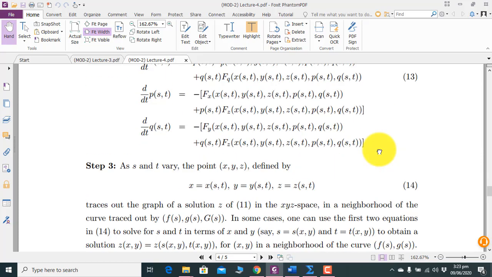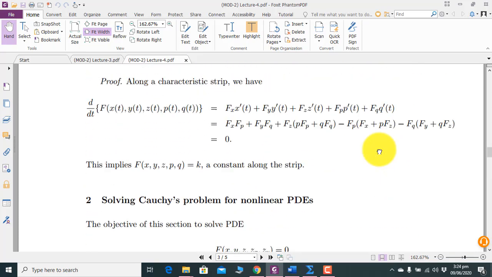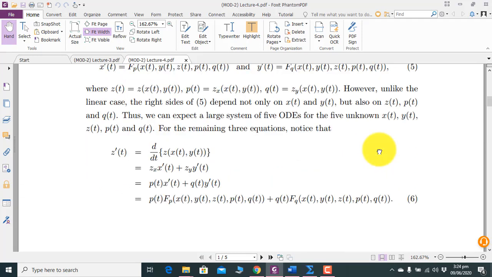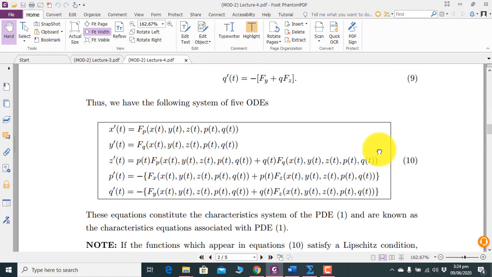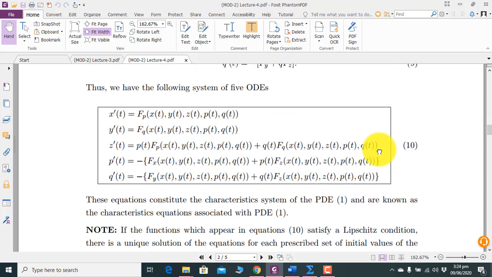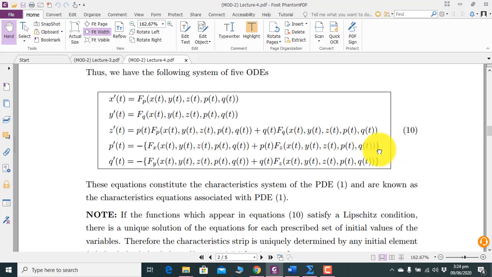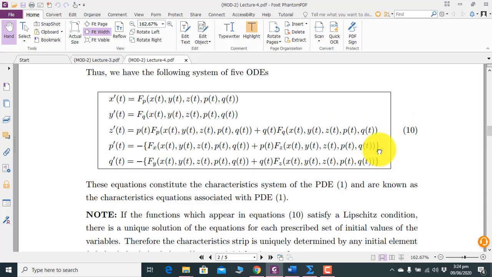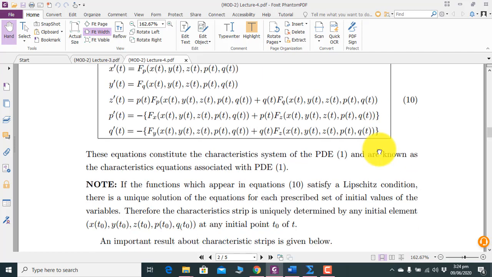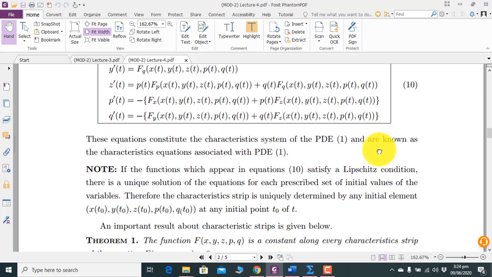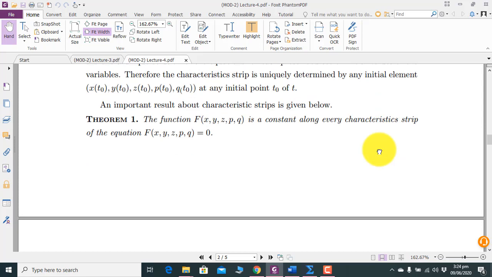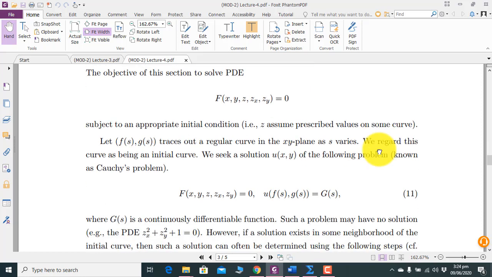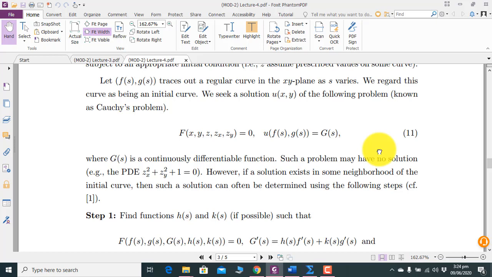So for that, let's just focus on the question. This part was completed and we had derived 5 first order ordinary differential equations in equation 10. We had said that this system constitutes the characteristic system of partial differential equation 1, and this in parametric form gives the final solution. We will implement that methodology on some examples.